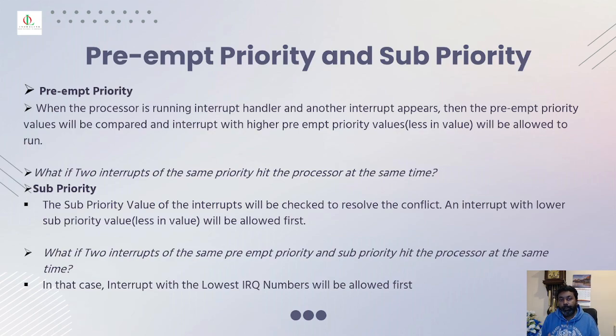Then when you talk about priority, there are two different subtypes, if you like. One is preempt priority and the other is sub priority. What is a preempt priority? When the processor is running in its interrupt handler and another interrupt appears in the queue, next in line, then the preempt priority values will be compared to the previous interrupt, and the higher priority is allowed to run.